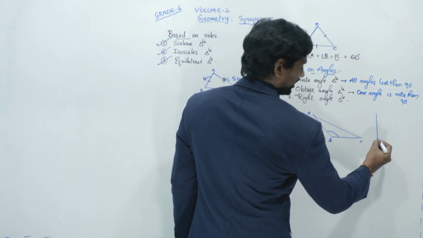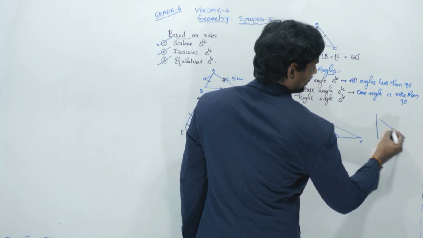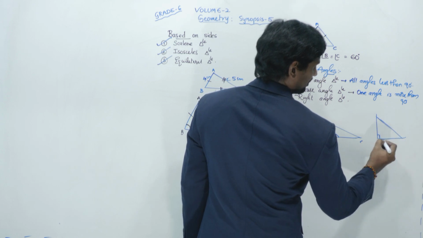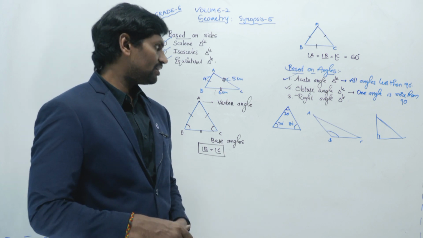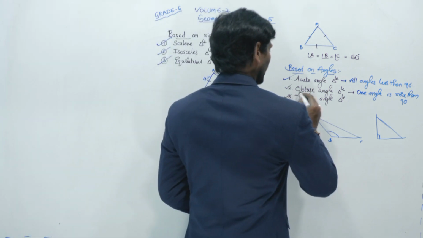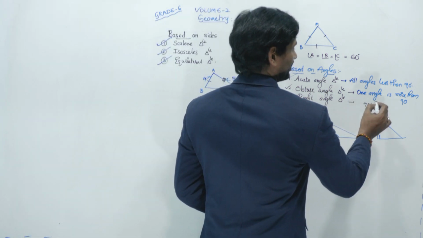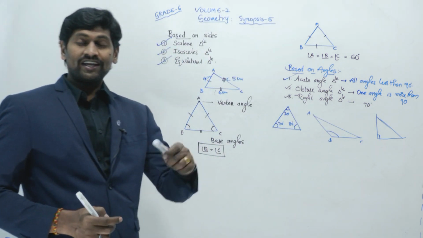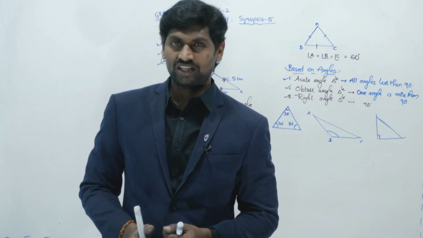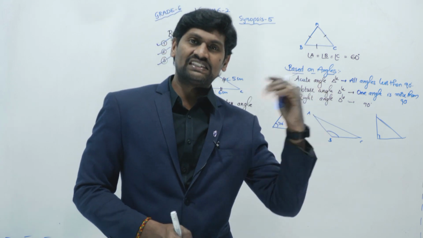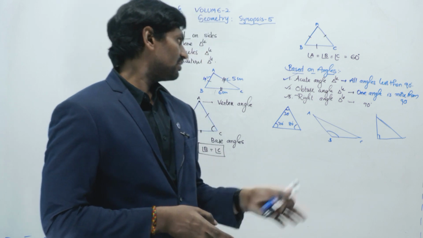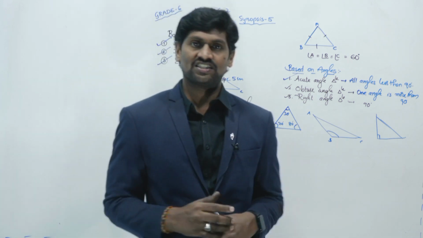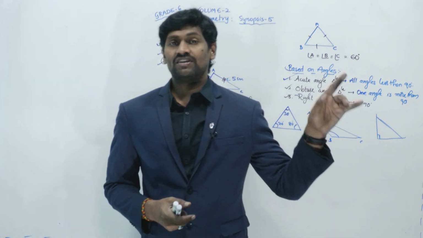Now right angle triangle. In a triangle, if one angle is exactly 90 degrees, this is called a right angle triangle. One angle 90 degrees, right angle triangle. One angle more than 90 degrees, obtuse angle triangle. All angles less than 90 degrees, acute angle triangle. So this is about the triangles concept. Let us revise what we discussed.